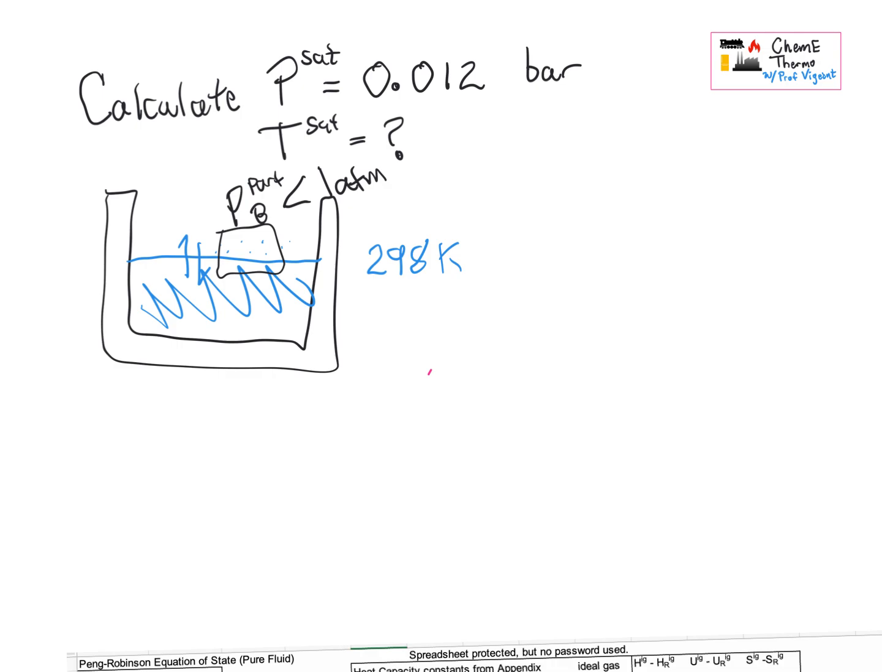So what we're going to ask the Peng-Robinson equation of state is, hey, when the partial pressure of benzene is this, so notice we're not saying we're pulling a vacuum. We're just saying that's the partial pressure of benzene. The total pressure in the room is still like 1 bar. What temperature does that happen at? Okay, so this is our safety calculus.